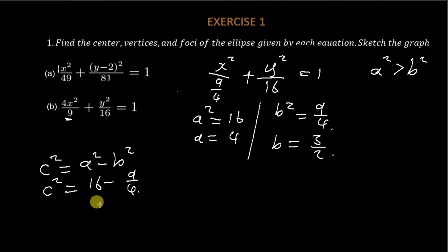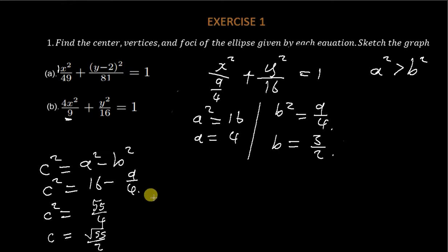So when you subtract this, you're going to have c squared is equal to, okay, so when you subtract there 16 minus that, you get something like this. 16 times 4 gives us 64 minus 9 gives us 55 over 4. So our c becomes the square root of 55 over 2. So that's our c.